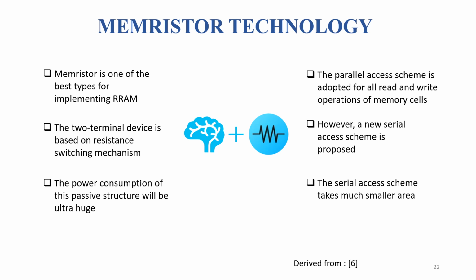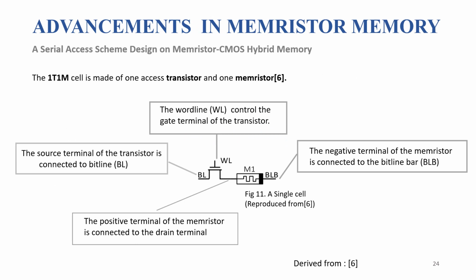So coming to the advancements. The parallel access scheme was introduced to improve the speed of the memory. This is a single cell that is used inside that parallel access scheme. The word line controls the gate terminal of the transistor, and the source terminal of the transistor is connected to the bit line, and the negative terminal of the memristor is connected to the bit line bar, and the positive terminal of the memristor is connected to the drain terminal.